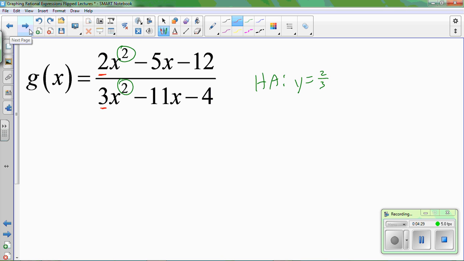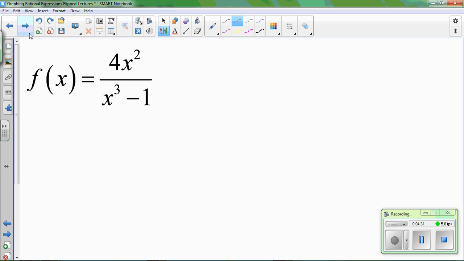And then our third scenario for horizontal asymptote is that it's bottom heavy. And we see that the bottom, the denominator, is raised to the third power, the numerator is raised to the second power. So this is a bottom heavy scenario.